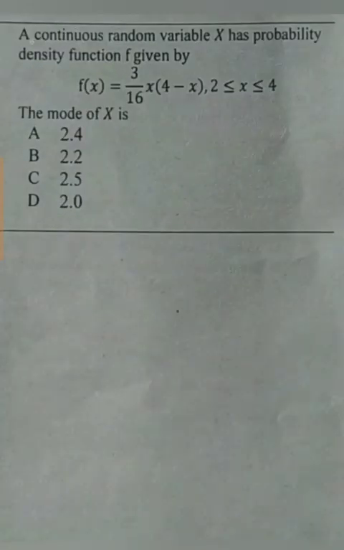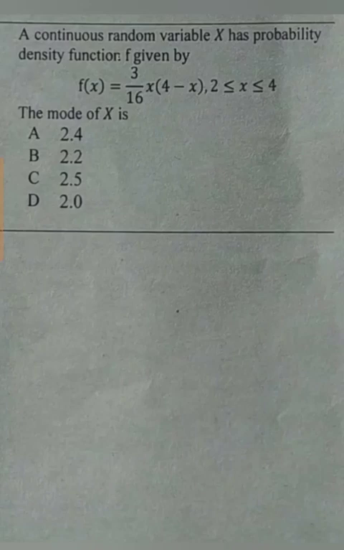In the next question, we have a continuous random variable x has probability density function f given by f of x equals 3 all over 16 x into 4 minus x for 2 less than or equal to x less than or equal to 4. The mode of x is, and we have these options. So in the case of a continuous random variable, the mode corresponds to the value of x for which f of x is maximum. So to find that value, we'll rely on calculus methods.